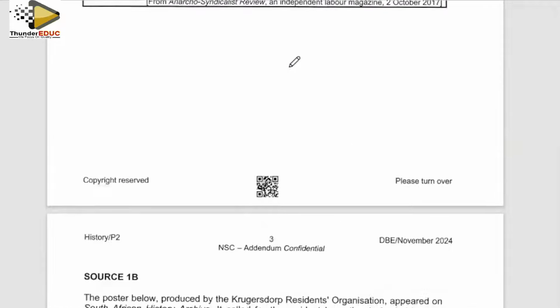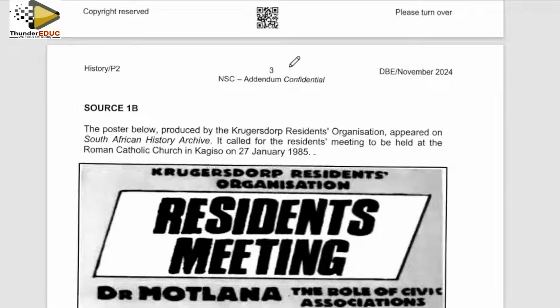You check the context of the source. Before you answer the question, check the context of the source and figure out what the source is about. You get a clue of the usefulness of the source or why the source was created. If you are saying why the source was created, we are saying what is the usefulness of that particular source. So let's check the context of this source. It says the poster below, produced by Krugersdorp Residents Organization, appeared on a South African History Archive. It called for the residents' meeting to be held at the Roman Catholic Church in Kagiso on 27 January 1985.